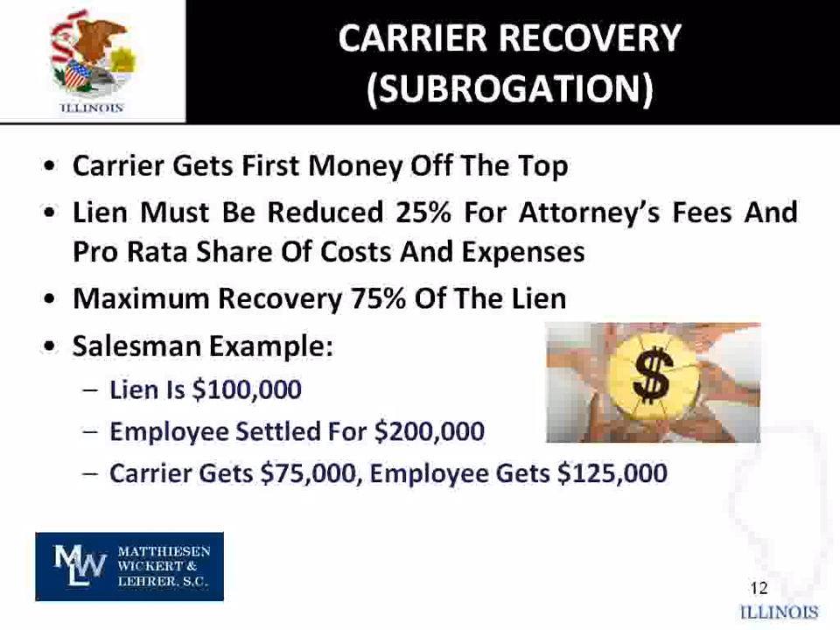The caveat to that is that the lien must be reduced by 25% for attorney's fees and the pro rata share of costs and expenses. So the maximum recovery in Illinois for a workers' compensation subrogation action is going to be 75% of the lien. Back to our salesperson or salesman example, if the lien is $100,000, the employee files a third-party suit, settles it for $200,000, the carrier is going to get a maximum of $75,000, and the employee is going to get $125,000.